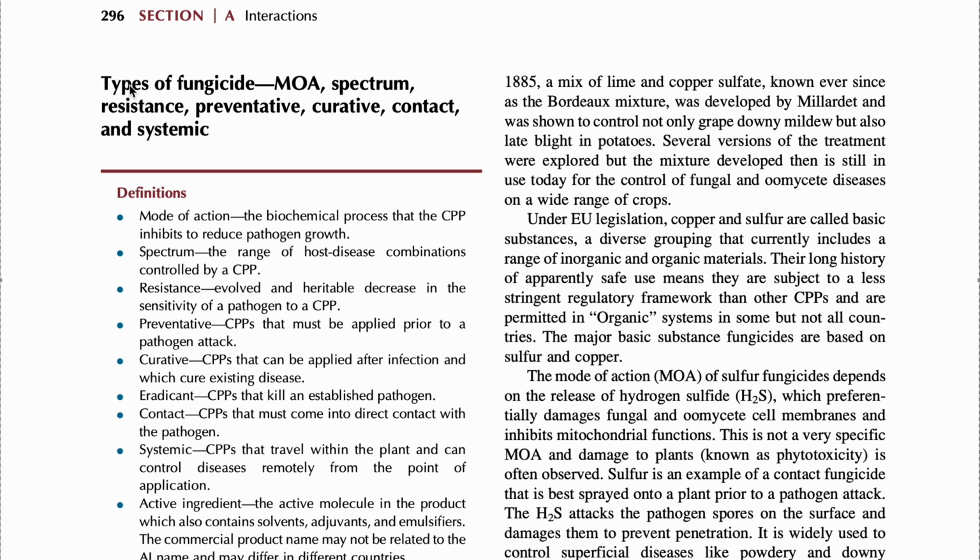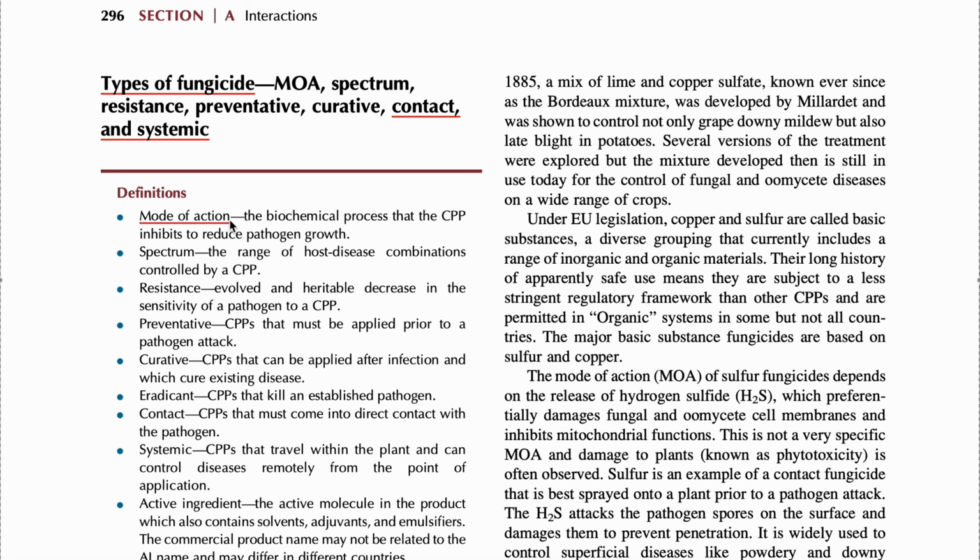Next, we will see the types of fungicide used. MOA means the mode of action, spectrum, resistance, preventive, curative, contact and systemic. Now they have used those terms, contact and systemic. Previously, I got confused between systemic and synthetic. Not confused by the definition but with the word. That's what I'm saying. Now let's see what all these words mean.